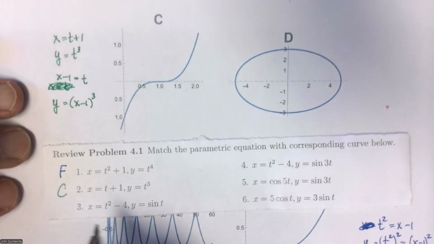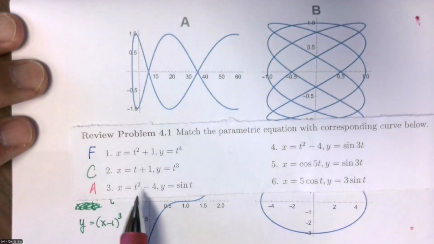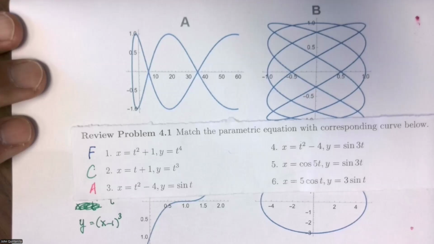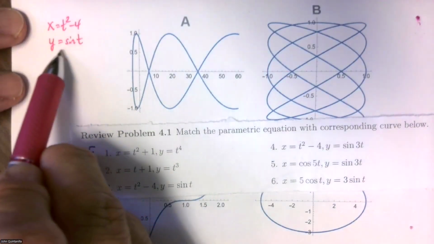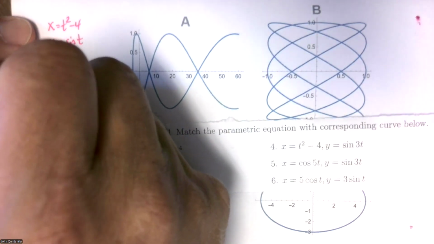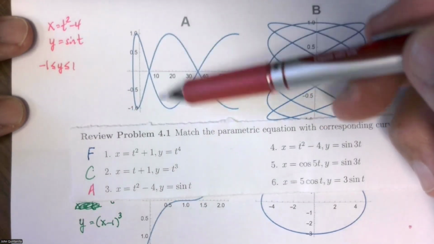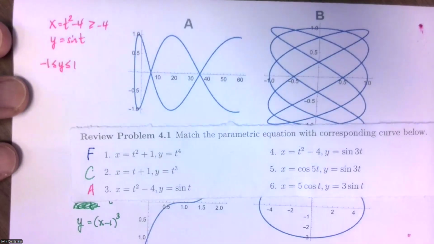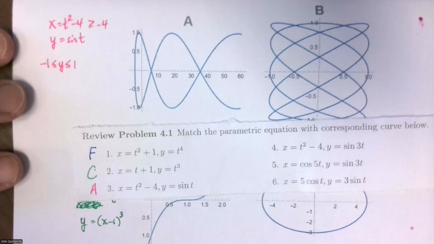Now for number three, the answer is going to be A. Let me put that on screen. So A here is the answer for x is equal to t to the fourth minus 4, y equals sine t. Now, how do I know that that works? Well, the first thing I observe is that y is equal to sine t, and so y must always be between -1 and 1. Also, the x-coordinates all must be greater than or equal to -4, and that's indeed what happens. Here's -4, and all the other x-coordinates must be to the right of that.